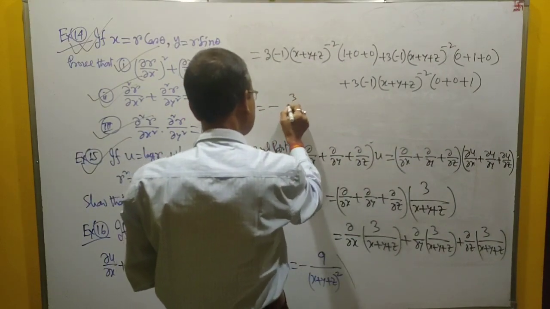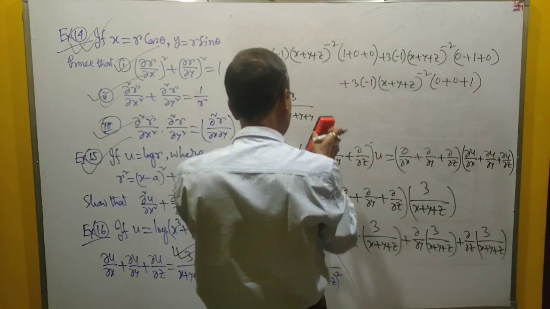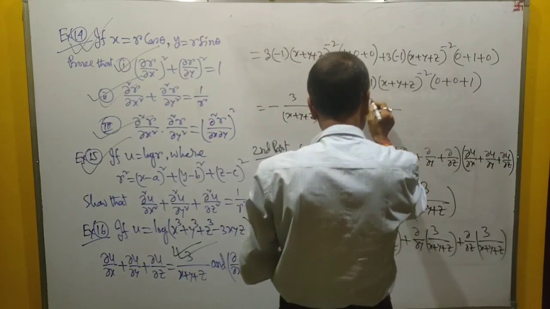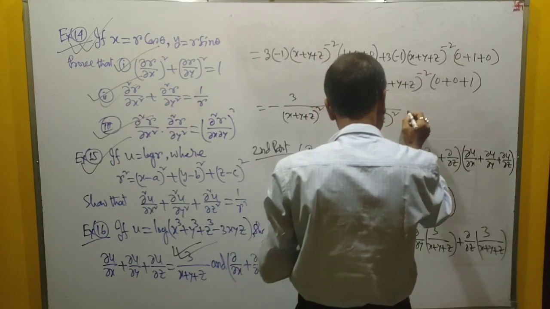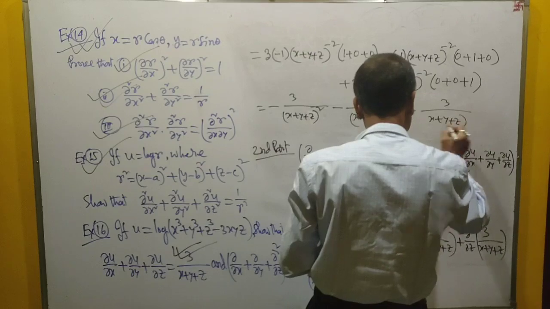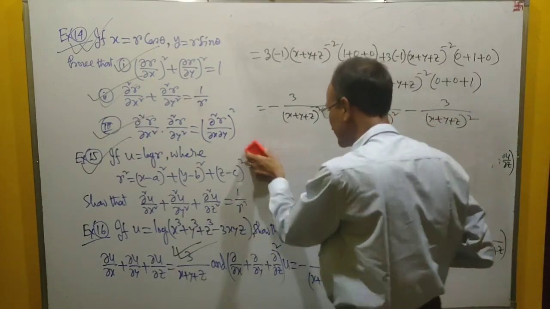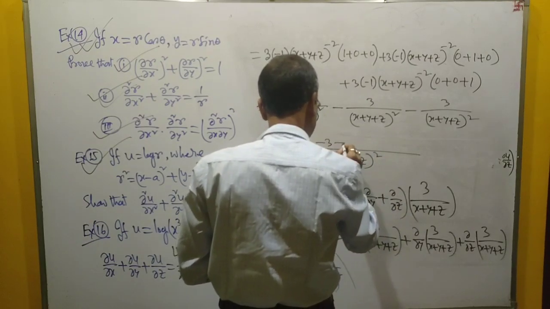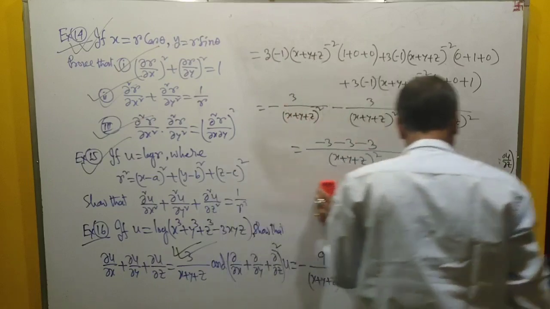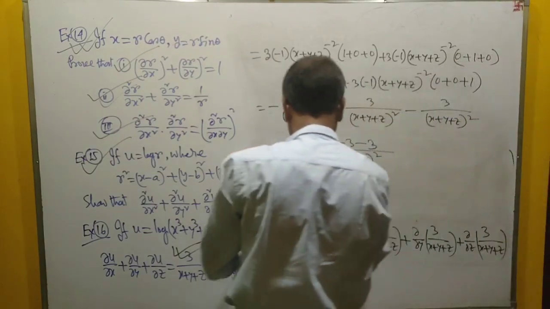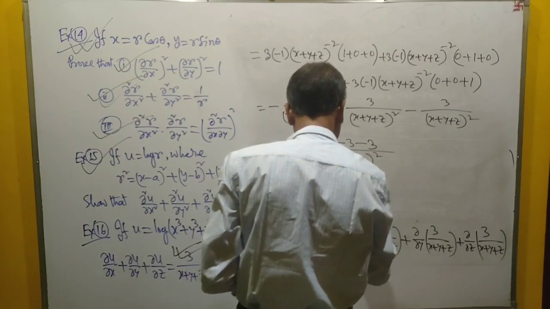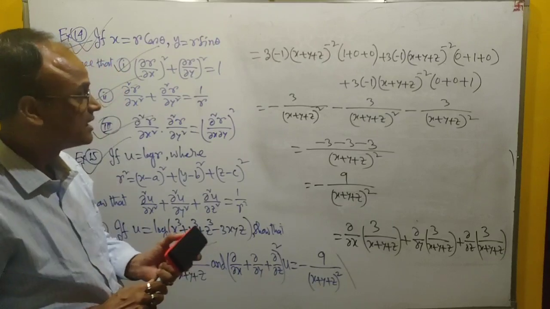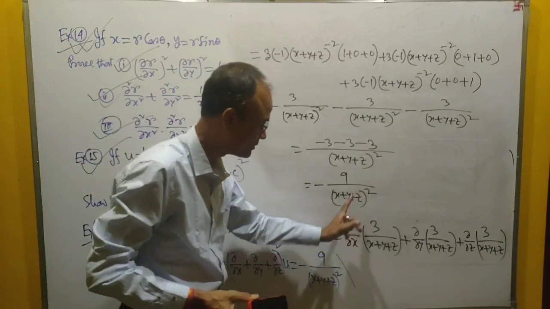This is equal to minus 3 divided by x plus y plus z whole square, again minus 3 divided by x plus y plus z whole square, and minus 3 divided by x plus y plus z whole square. Minus 3 minus 3 minus 3 means minus 9 divided by x plus y plus z whole square. Thus this is equal to minus 9 divided by x plus y plus z whole square.